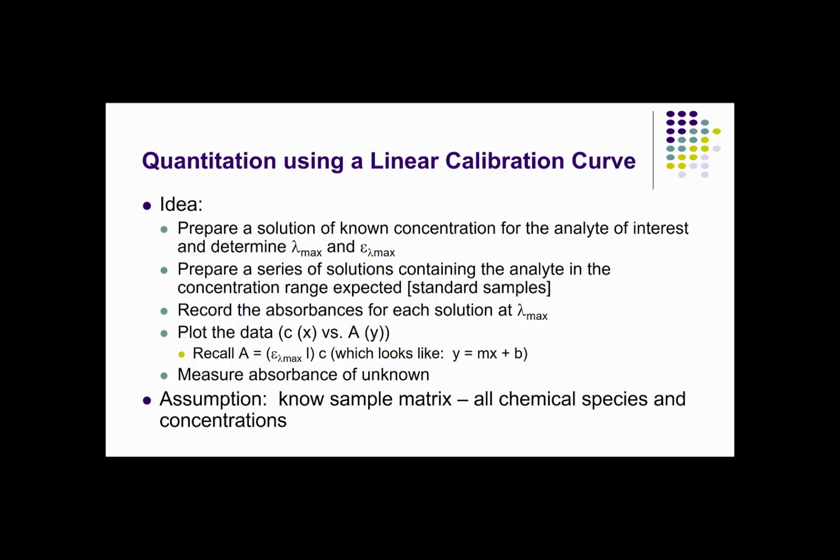So what we're going to do first is we're going to focus on how do we actually generate the data or set up to do the analysis using a calibration curve. So the idea here is the first step is going to be to record a UV-vis for a standard sample of the analyte of interest and determine what's the ideal wavelength that you should use, what's lambda max, and what's the molar absorptivity for your analyte at that wavelength.